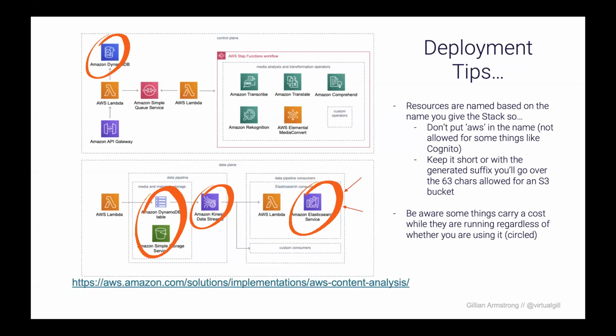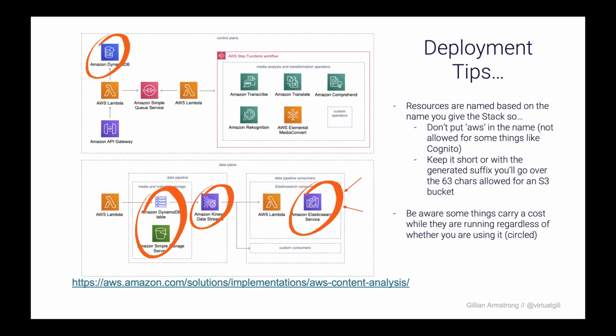But before you go and click on that link and deploy, let me give you some tips. So called Don't Be Like Gillian. Firstly, all the resources are named based on the name you give the stack. So don't put AWS in the name. Don't call it AWS Content Analysis Stack because it's not allowed for some things like Cognito, and it will fail. And keep it short, or you'll go over the 63 character limit for S3 buckets, and then it will also fail.